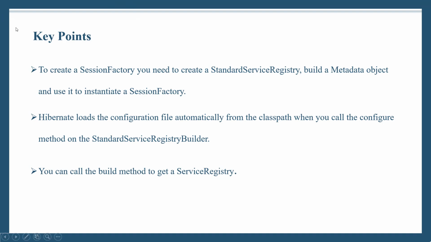So to start with, let us go through some key points and then we will discuss these different interfaces and classes and what is their role in creating a session. So to create a session factory, you need to create a standard service registry and build a metadata object and use it to instantiate a session factory. Hibernate loads the configuration file automatically from the class path when you call the configure method on the standard service registry builder. And you can call the build method to get a service registry.